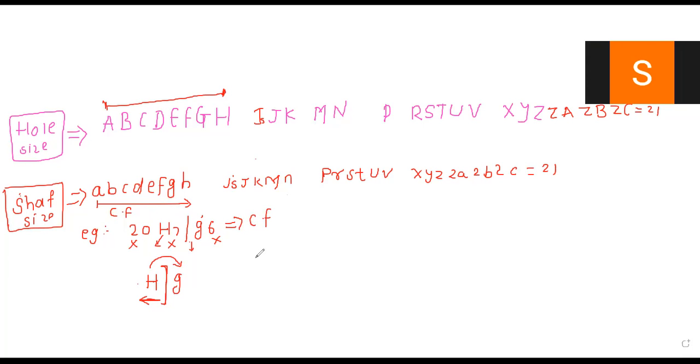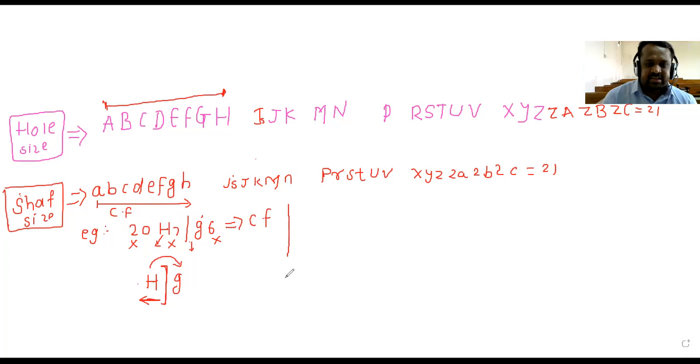Yes, sir. Okay, then I will take the second example and tell me how to identify. 20 H11 slash g7. Identify the fit here. Again, that 20 is not required, that 11 is not required, 7 is not required. Just I have to write down the capital H slash small h. Then how to identify the fit? Just tell me the procedure here. What is the technique?